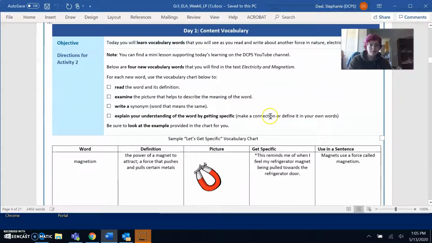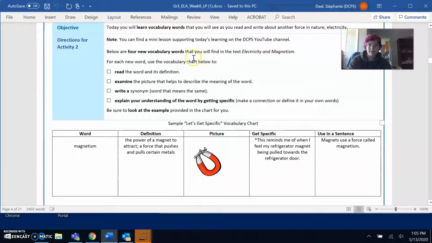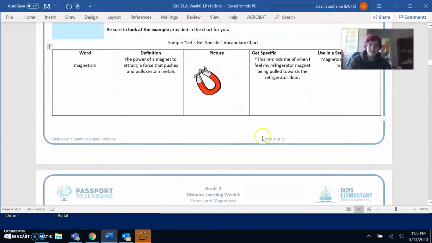There are other YouTube videos you can find that help you with this, but today we're going to go over it together. For each word, we are going to read the word and the definition, look at the picture, and then get specific and use it in a sentence. Just like in the example for magnetism, we read the definition, the power of a magnet to attract, a force that pushes and pulls certain metals. Look at the picture, and then we'll write about it.